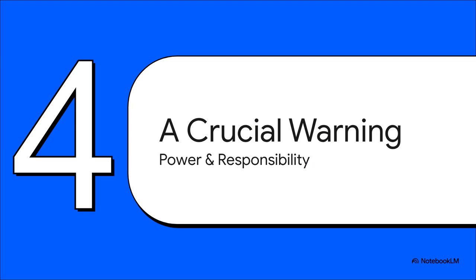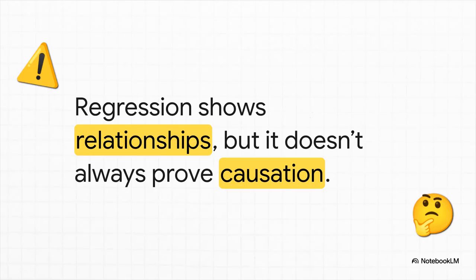Okay, so regression is obviously a super powerful tool. But before you run off and start predicting everything, there is a massive critical warning that you absolutely have to know. This is, without a doubt, the number one trap people fall into. Regression is amazing at showing you that two things are related. It does not, and I mean not, prove that one thing causes the other.